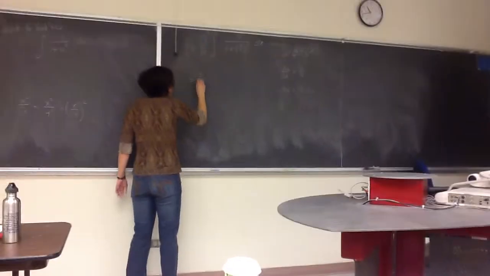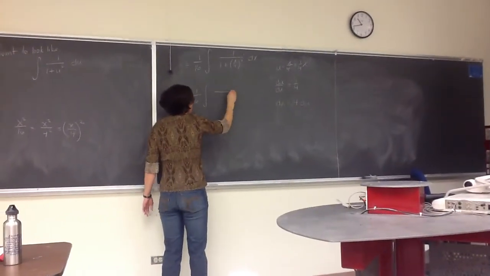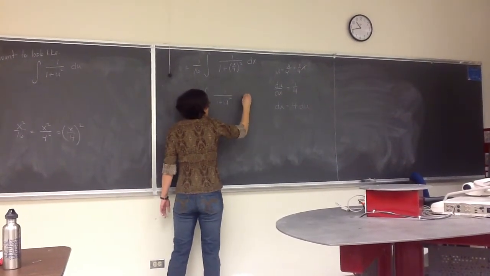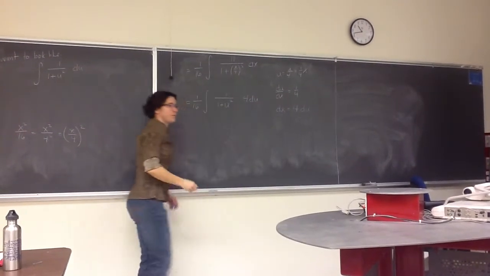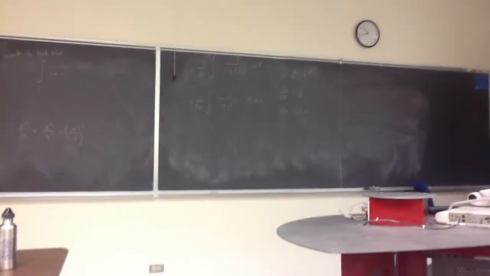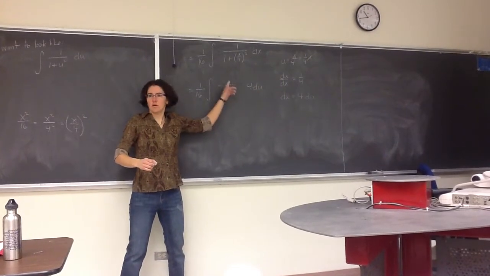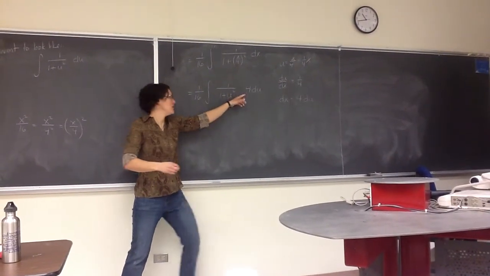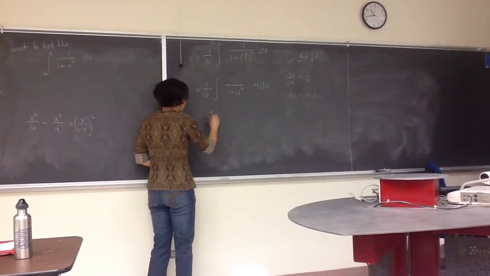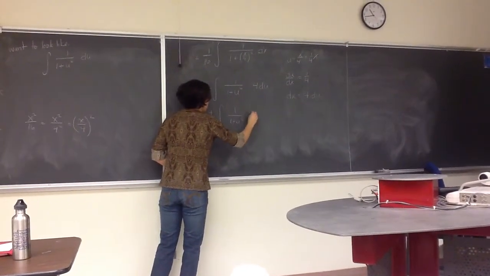Alright, so important information here. We have 1/16 times the integral of 1 over 1 plus u squared times 4 du. Alright, this looks an awful lot like 1 over 1 plus u squared du, with the exception of that 4, but that 4 we can bring out in front. And so we have 4/16, also known as 1/4, times the integral of 1 over 1 plus u squared du.